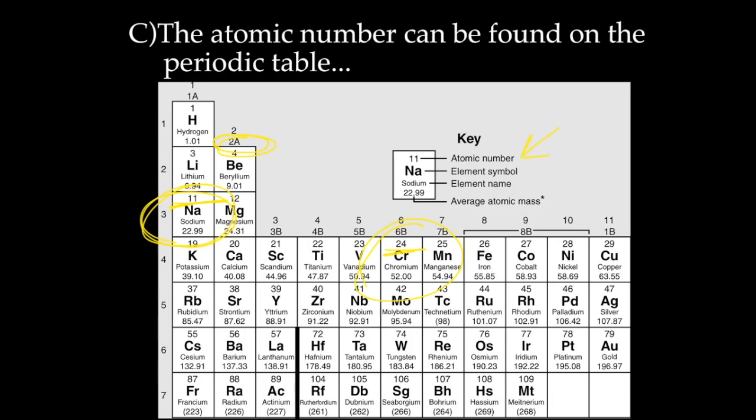So now, let me ask you this. If you run into a sodium atom, you know it has 11 protons. What else do you know? If it's a sodium atom and it has 11 protons, it also has 11 electrons.